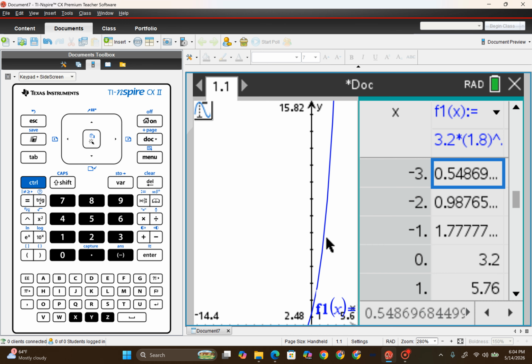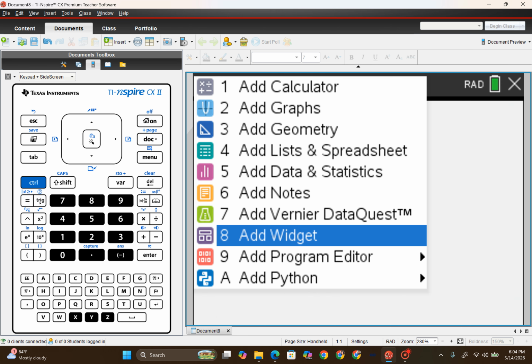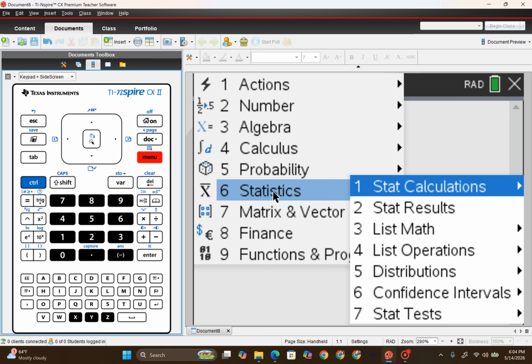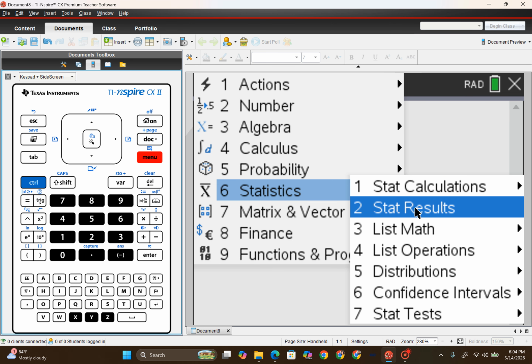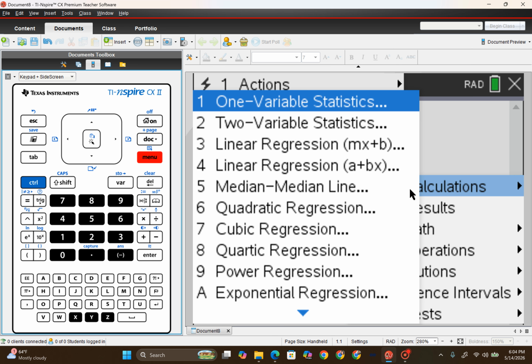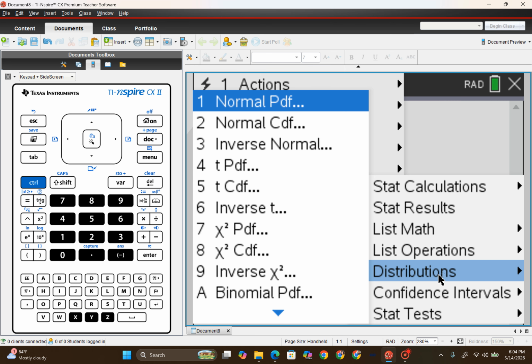Let's turn this on. New, no, add calculator. So we're going to hit menu. This is under statistics. And you're going to go down to distribution. You see this? Distribution. And we never use normal PDF. So we're going to go to normal CDF right here.